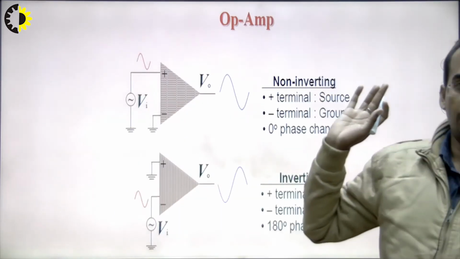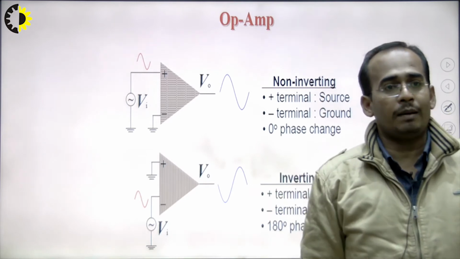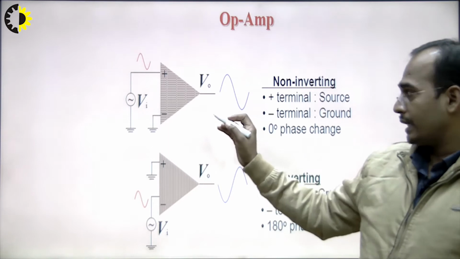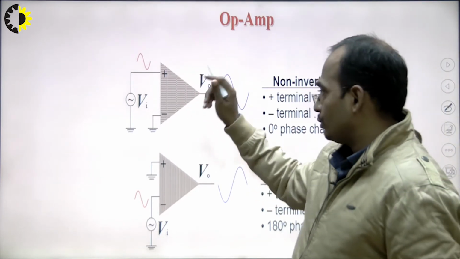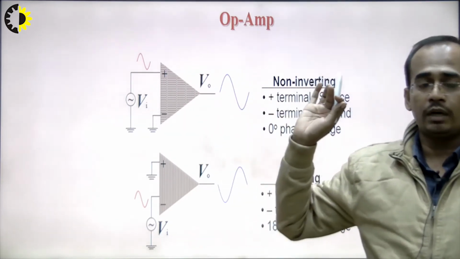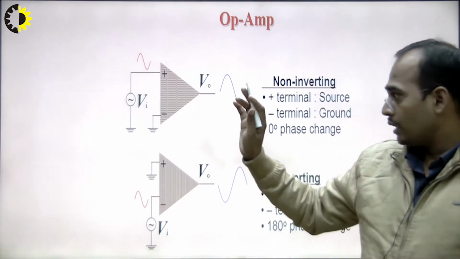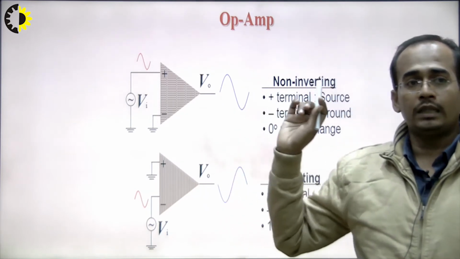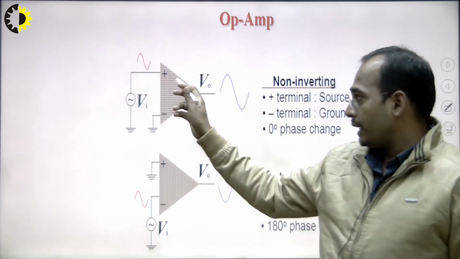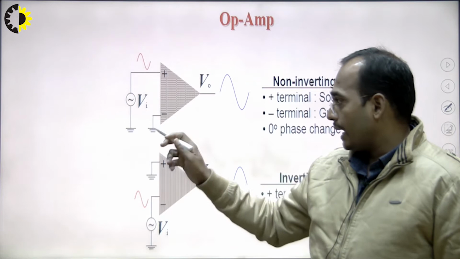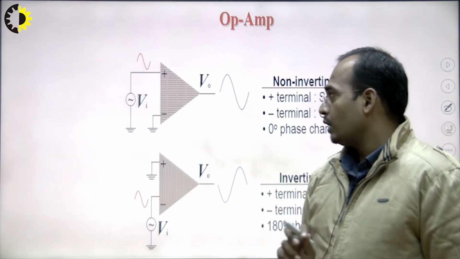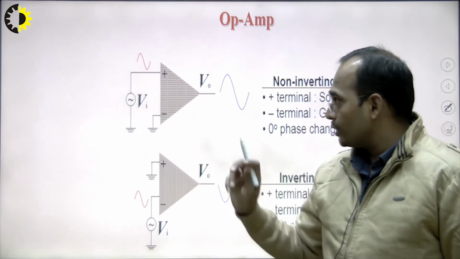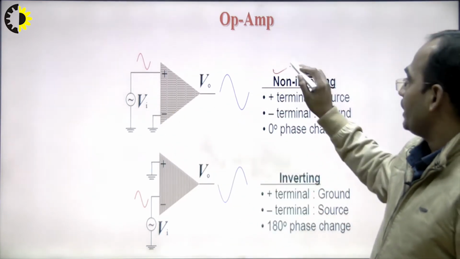Now come to the inverting and non-inverting amplifier. The symbol used for the operational amplifier is like this: pin number 2 is the inverting terminal and pin number 3 is the non-inverting terminal. Whenever I apply an input to one terminal and make the other terminal ground, here I have applied the input to the positive terminal and grounded the negative terminal. So this is a non-inverting amplifier.